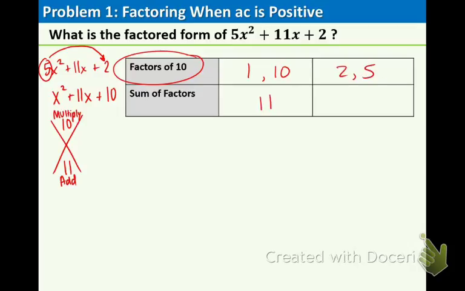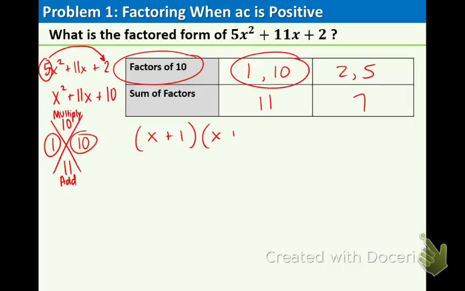1 plus 10 is 11, and 2 plus 5 is 7. This pair works because we wanted to figure out numbers that multiply to get 10 but add to get 11. So take the 1 and the 10 and put them in the blank spaces right here. Now we're going to have x plus 1 times x plus 10.